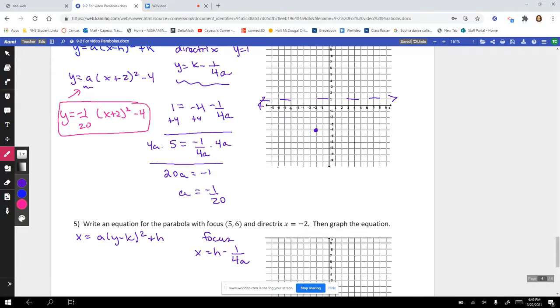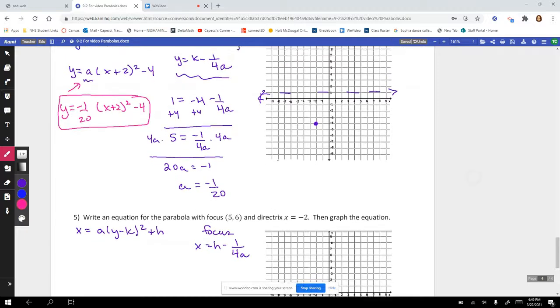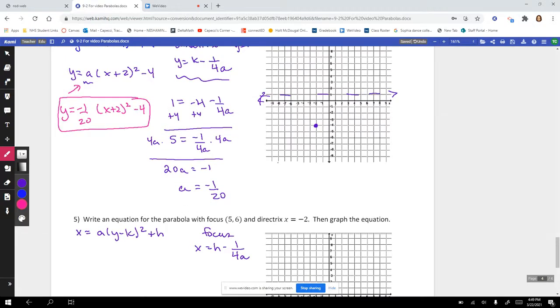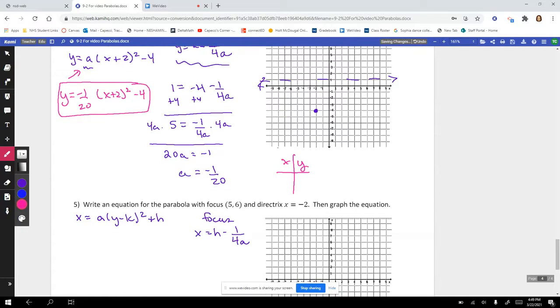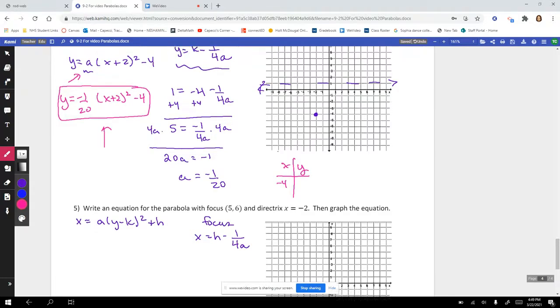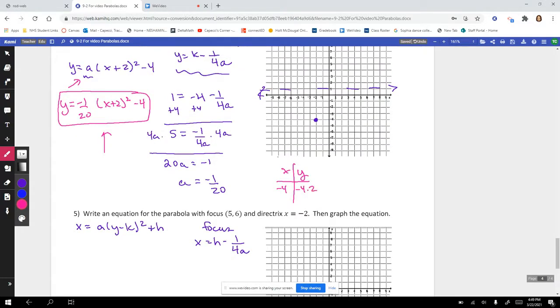Now I am going to graph a little bit more. I'm just going to make a table here. So I have x and I have y. I'm going to start with -4. Substitute that into my equation there, and I have negative 4.2. So I go negative 4, negative 4.2. I know it's going to be very similar on the other side, so I'm going to go right there. And there is my parabola with my equation.